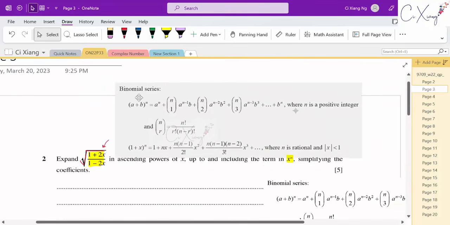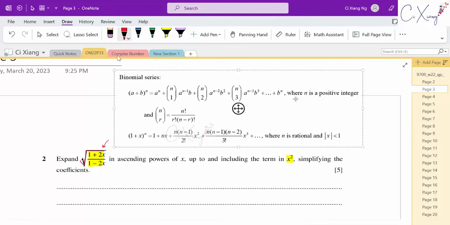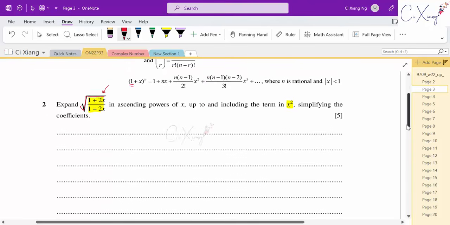Okay, so for this formula, when you want to apply it, you need to take note that the first term must start with 1. So we try to rephrase our question so that we can start applying the formula here. Right, so let's start.